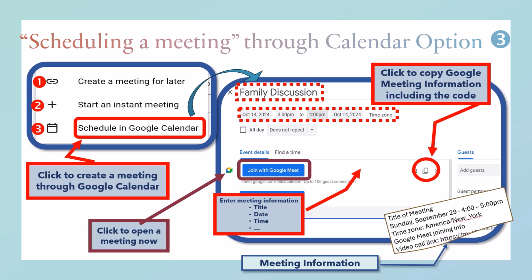So essentially, in this phase, what we're doing is not only are we creating an entry in Google Calendar, but we also are simultaneously creating a Google meeting.